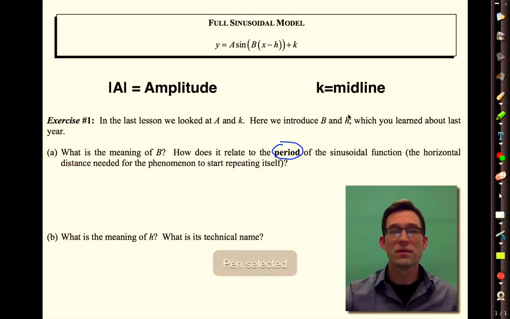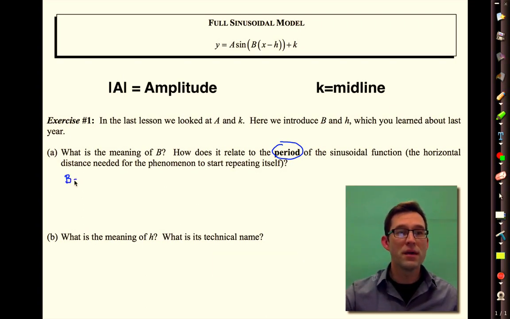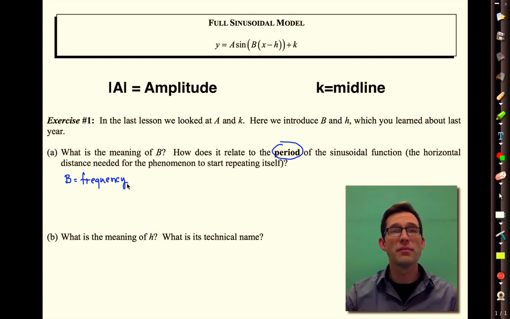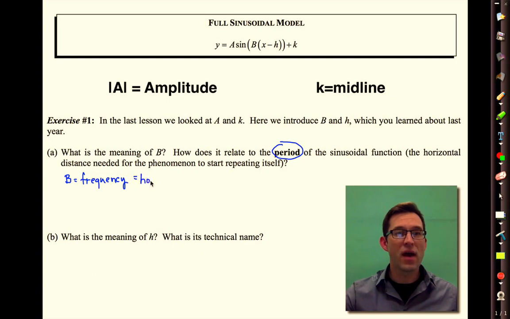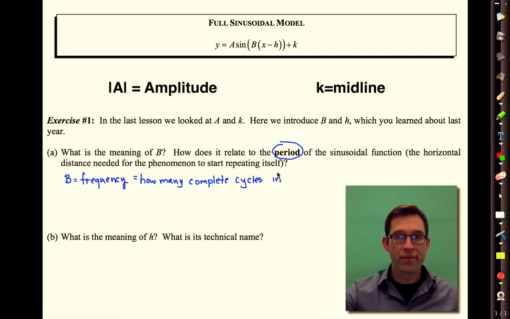B is known as the frequency of the graph. Frequency is a good word because it literally controls how frequently, or how many times, a sinusoidal model will complete a full cycle in 2 pi radians. So it's how many complete cycles in 2 pi radians. Many times students don't memorize that.